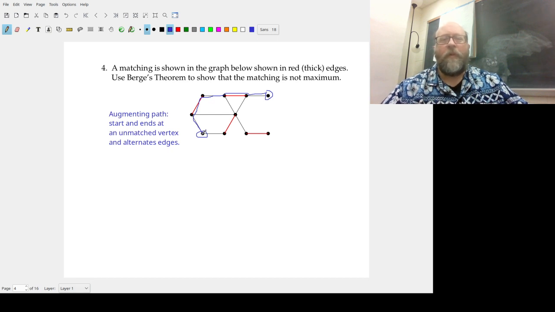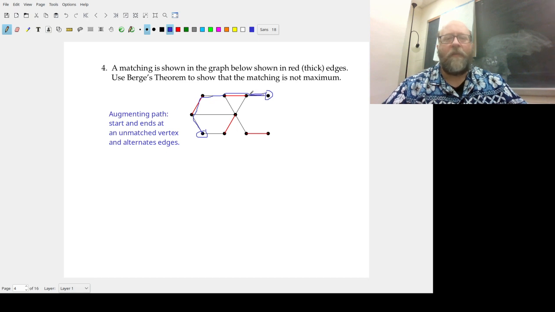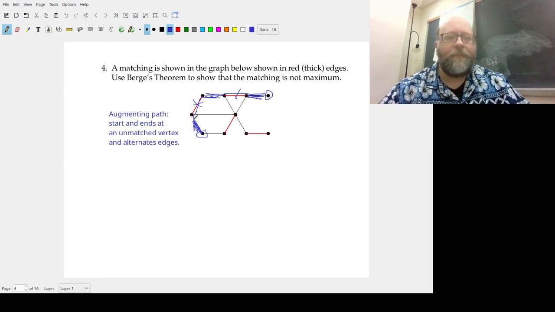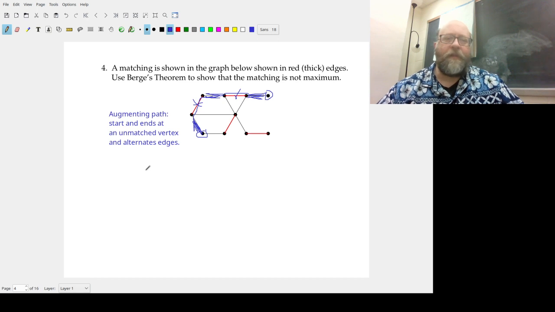Once I do, then I can toggle edges. I can include this edge as part of the matching, and then exclude this edge, and then include this edge, and then exclude this edge, and then include this edge. And now instead of having 4 edges in a matching, I now have 5 edges in a matching. And so the number of edges went up. Okay. So that's how Berge's theorem works.